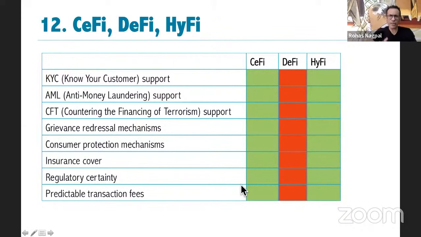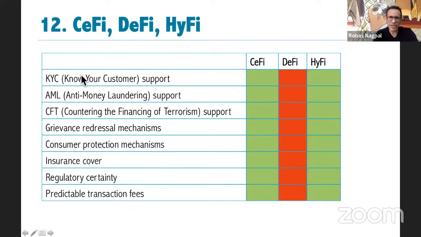Then let's briefly look at the difference between centralized finance, decentralized finance, and hybrid finance. Now, centralized finance is the conventional one, like today's banks and stock markets. Decentralized finance is the kind of stuff that today, for example, happens on Ethereum. Hybrid finance is what Hybrid Finance blockchain and Algorand and others are trying to do, where we are trying to take the best of centralized and decentralized.